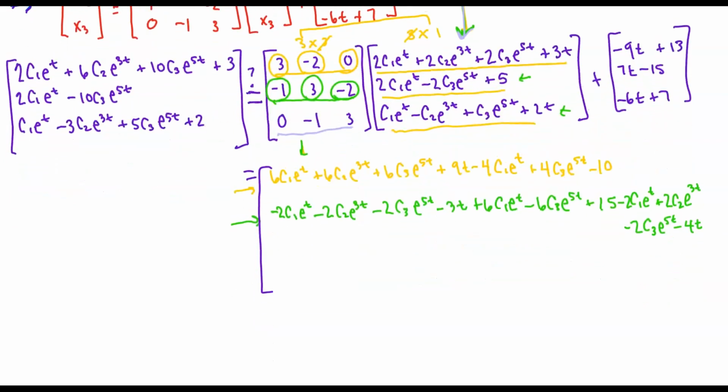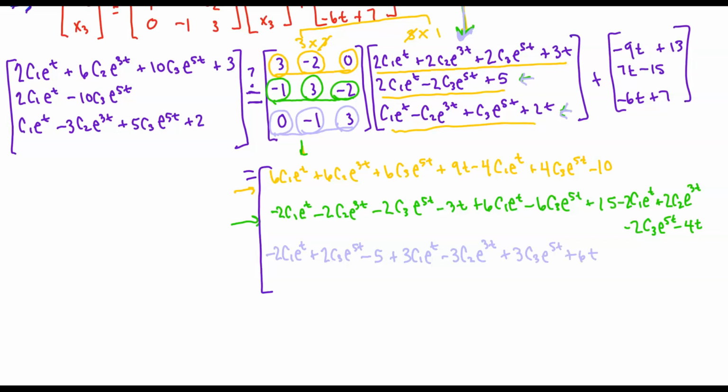So the first element is easy. 0 times the first element in column 1 goes away. -1 times the second entry would give us -2c sub 1 e to the t plus 2c sub 3 e to the 5t minus 5. Then the last spot times the last spot here. We have 3c sub 1 e to the t minus 3c sub 2 e to the 3t plus 3c sub 3 e to the 5t plus 6t.